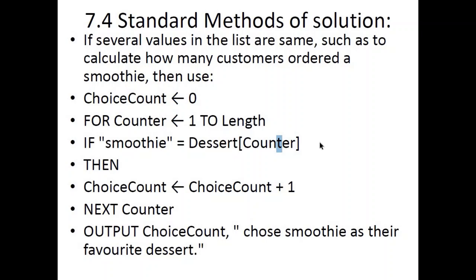For example, 13 people ordered smoothie on a day. There are 13 entries of smoothie in your list, then it would output "13 chose smoothie as their favorite dessert", or you can add simply the word customers, so it would read "13 customers chose smoothie as their favorite dessert." And remember, if you have to search a term, a string or an alphabetical value, you have to put it in inverted commas like this. Or you can simply input this value into a variable and then simply write if choice equals dessert[counter] and so on. You can also do that.